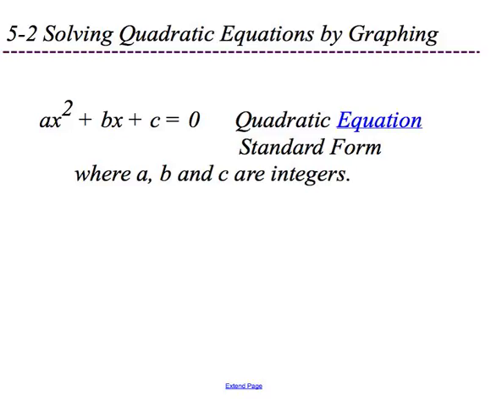And we're going to have different strategies to do that. So again, here's our form of a quadratic equation, where it's a quadratic set equal to a number, in this case 0. A, B, and C are integers. That's the standard form.